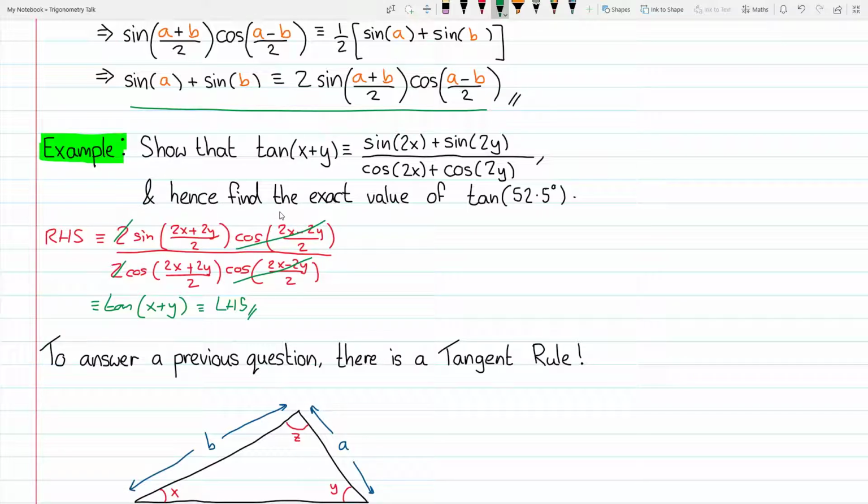And then the question wants us to find the exact value of tangent 52.5. So this is actually quite a difficult question, but when you think about the fact that we've just shown this identity with double angle, it might be good to try and split this argument up into a sum of two things that we know. And typically when it comes to the sine functions and the cosine functions, we can use our 30, 60, 90 triangles, or the 45 triangle.